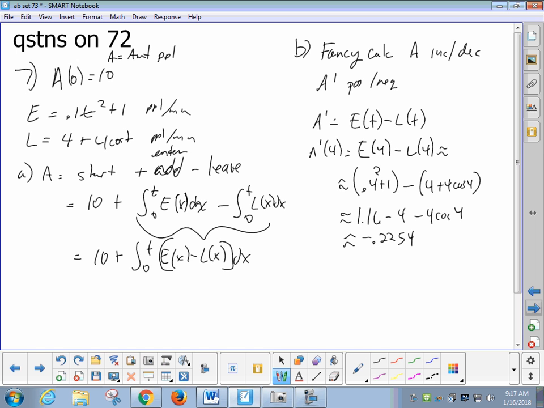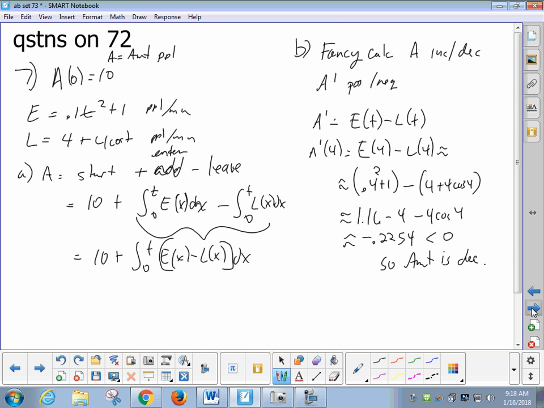Okay then. It is less than 0, so the amount is decreasing. You cannot just give the answer and say the amount is decreasing. You have to say why it's decreasing, and it's because that rate of change is negative.